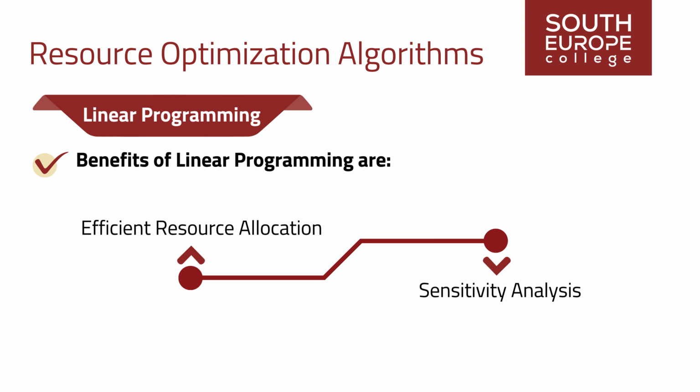Linear programming allows for sensitivity analysis, which assesses the impact of changes in input parameters on the optimal solution. This helps project managers understand the resource allocation plan's robustness and identify improvement areas.